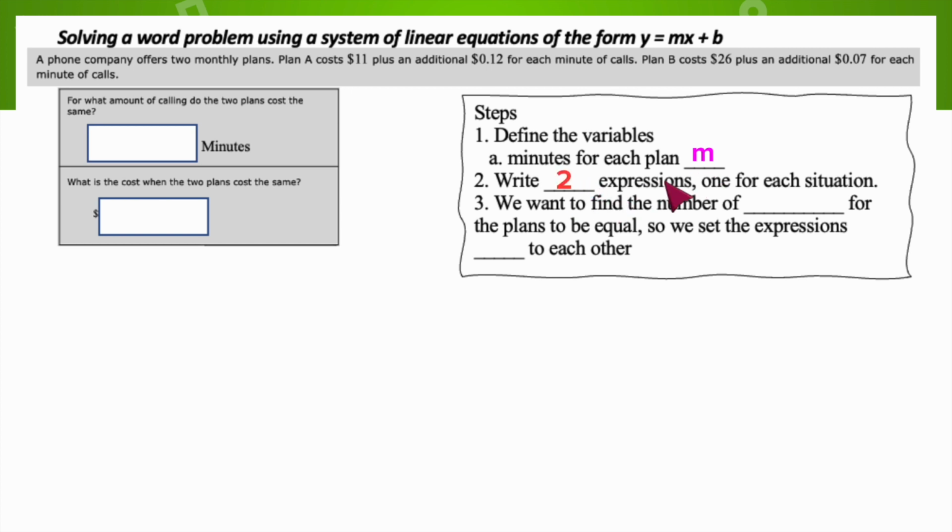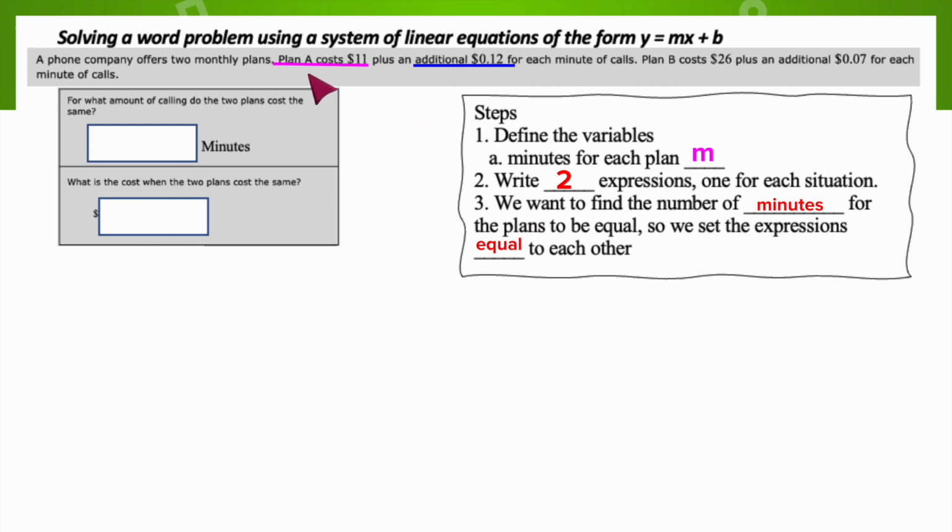So we're going to write 2 equations again, one for each situation, and we want to find the number of minutes for the plans to be equal. That was our first question here that I haven't read quite yet. So for what amount of calling do the 2 plans cost the same? And then we can do that by setting the 2 expressions equal to each other once we set up these equations. So let's go ahead and kind of break them down.